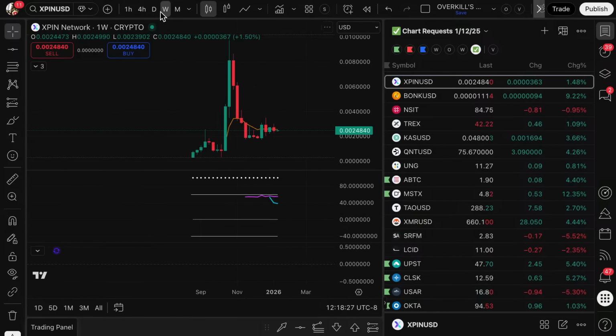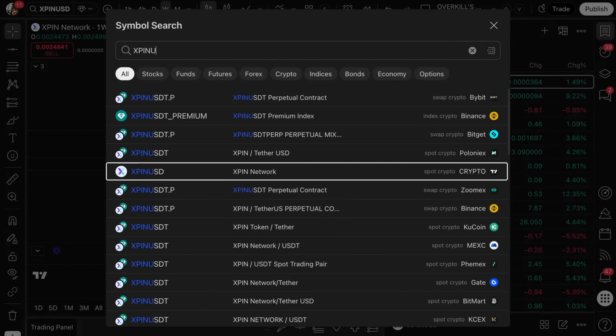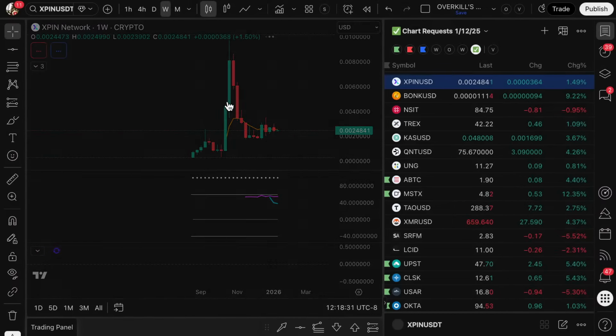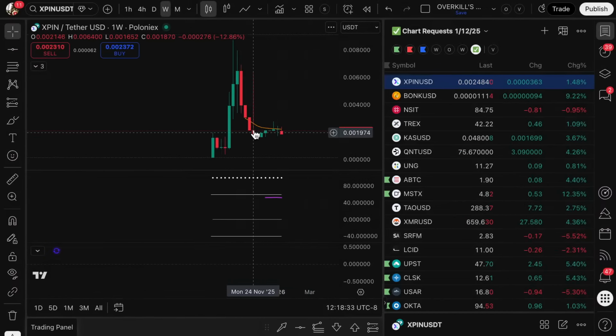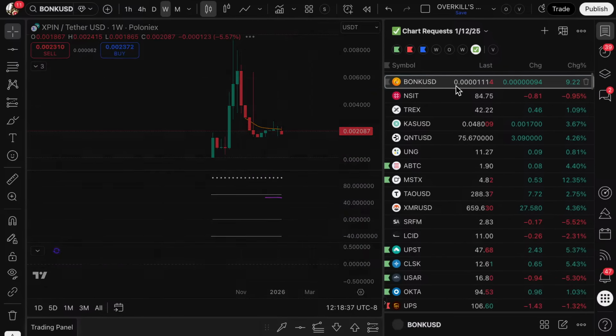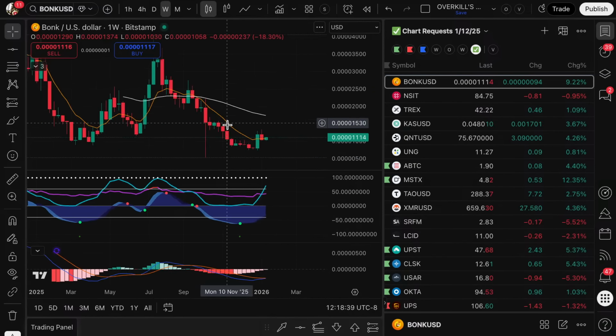XPen, not enough data for me. Unless there is a different chart, and there's not. So I just can't tell you. There's no data on my indicator. I can't tell you what I think.